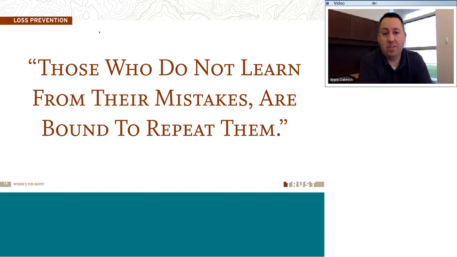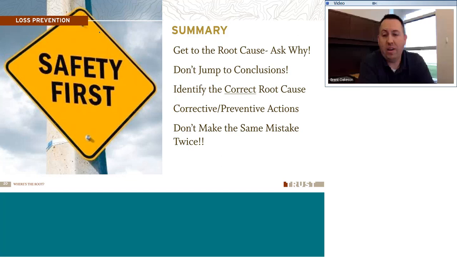So to summarize, let's get to the root cause. Let's remember to ask why. When an accident happens, think about it. Why did that happen? What can we do to improve? What are the conditions? Find out why by just asking those questions. Identify the root cause. Identify a corrective action and solutions for each root cause, and let's learn not to make the same mistake twice. It's a lot easier if you just learn it right the first time.